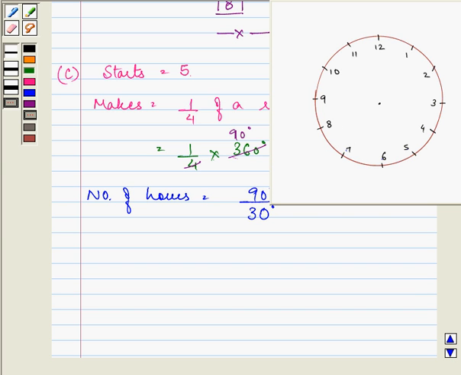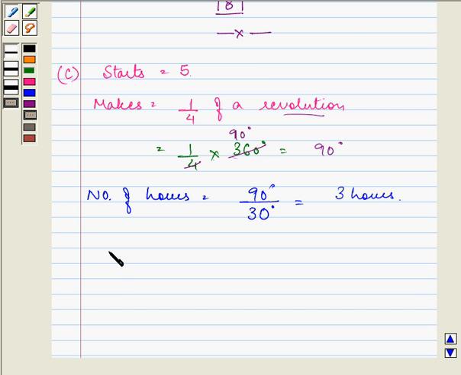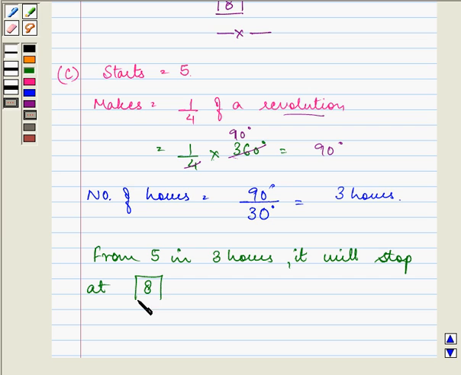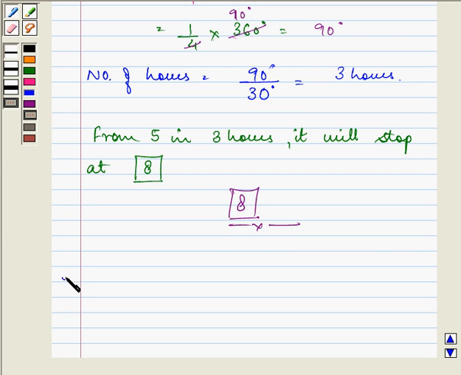So from 5 in 3 hours it will stop at 8 once again. So this is the answer to our third part. Proceeding on with the last and final part.